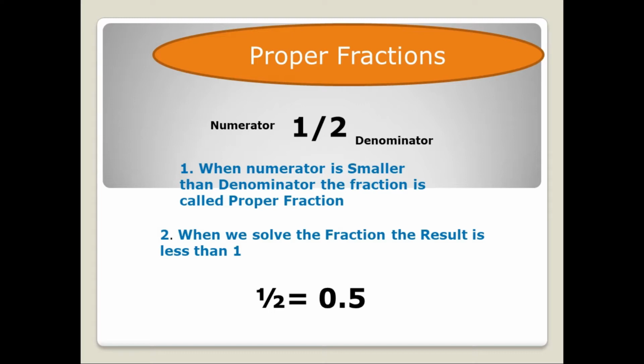An example is that if you have a pizza and it is divided among two persons, everybody will have 0.5 or half of it.